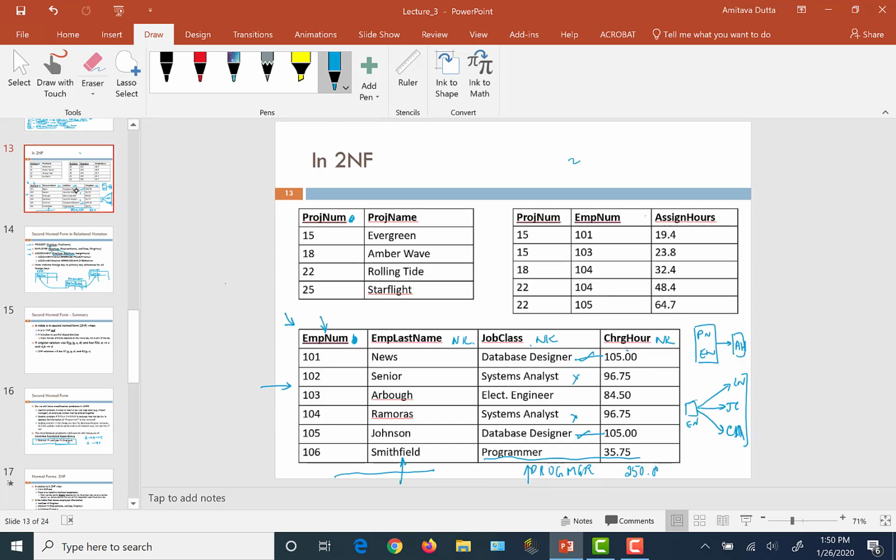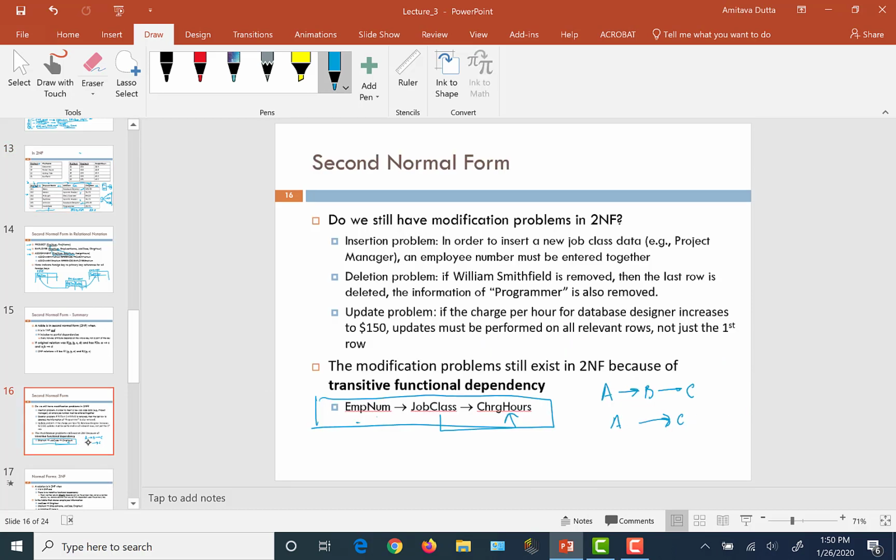Employee number is the primary key. So employee number determines last name, employee number determines job class, employee number determines hourly charge. That's for sure, because employee number is the primary key. However, job class also determines charge hours. So the situation that we have here is a transitive dependency, that is employee number determines job class determines charge hours.